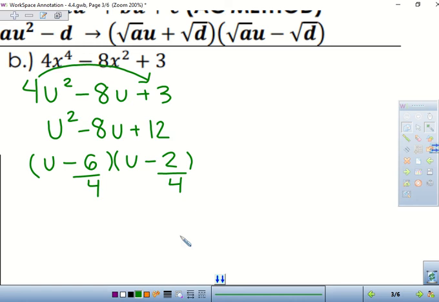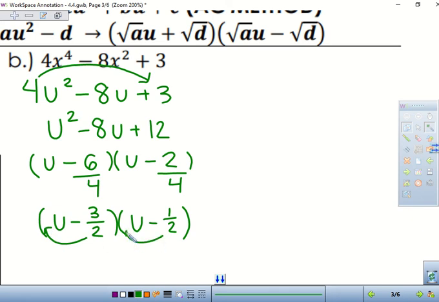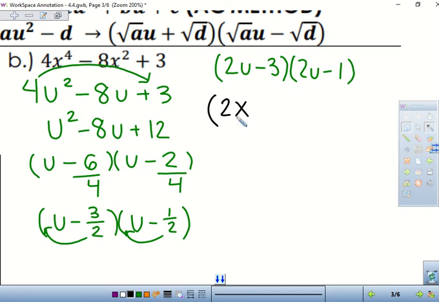Can you bring the 4 right over right now? No, you need to first do what? Simplify or reduce my fractions. These reduce to 3 halves. And what is this one over here reduced to? Then what do you do with those denominators? Bring them back in the front. So you end up with 2u minus 3 and 2u minus 1. And then what's our final thing we need to do? Yeah, we got to replace u with x squared.